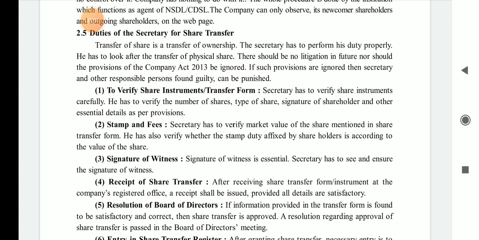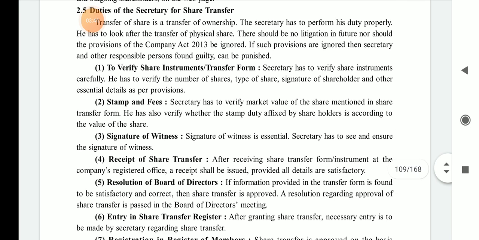First of all, to verify the share instrument and transfer form. See, now we are going to learn the steps which the company secretary has to follow, and be ready and punctual in that particular matter. The very first step that the company secretary has to perform is the verification of the transfer instrument as well as the transfer form.